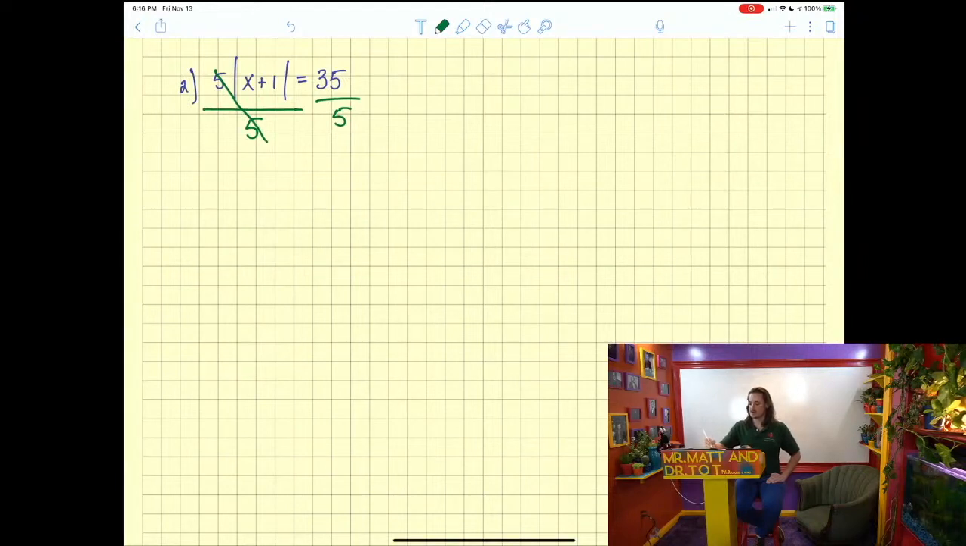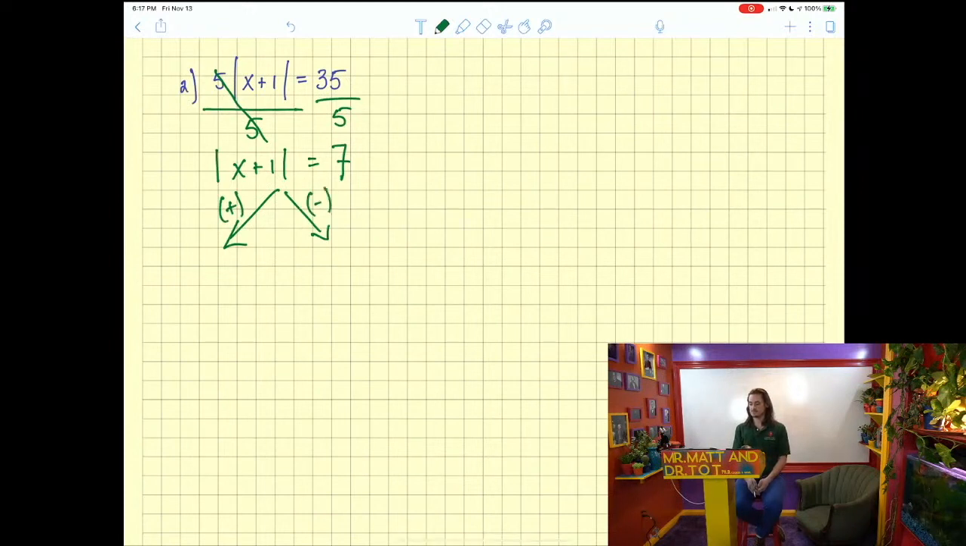I need to split this into two separate equations, one considering the positive output, the other considering the negative. The positive is just literally removing the bars and rewriting the equation without them. The negative is you negate the output. So our output for the second equation is going to be negative 7. So we're going to have x plus 1 is equal to positive 7, and we're going to have x plus 1 is equal to negative 7. Subtracting 1 in both equations, we're going to have x is equal to positive 6 and x is equal to negative 8.